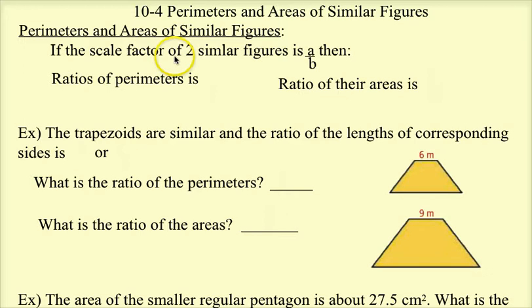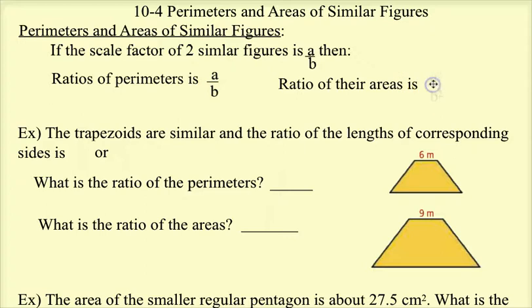If the scale factor of two similar figures is A over B, then the ratio of the perimeters is going to be the same exact thing, A over B. So the sides are in the ratio A over B. That doesn't mean the sides are A and B, but the sides are in some ratio that reduces to A over B. The perimeters have the same ratio, so the ratio of the perimeters is the same thing as the ratio of the sides, A over B.